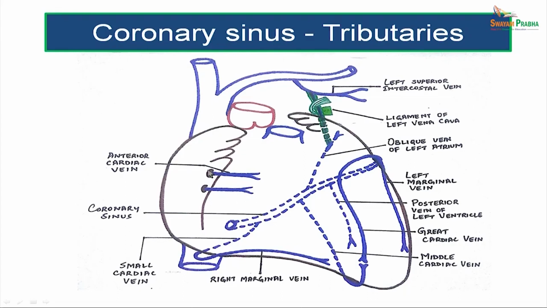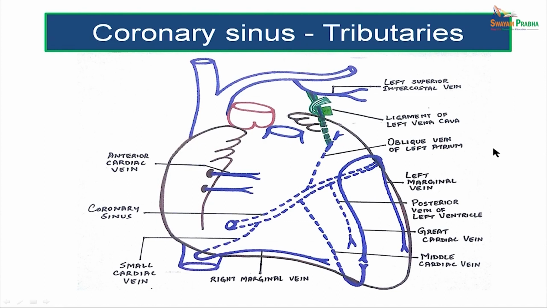This opening is present in the lower part of the interatrial septum. It is just below the AV node. So, AV node will be somewhere here, just above the opening of coronary sinus. Now, let us look at the tributaries of the coronary sinus.